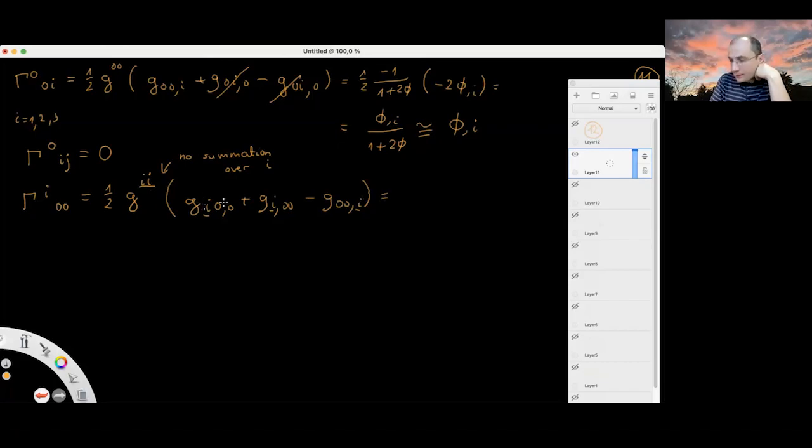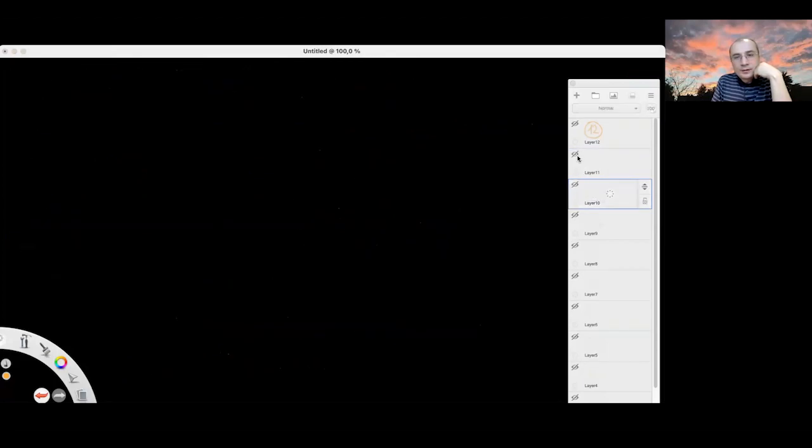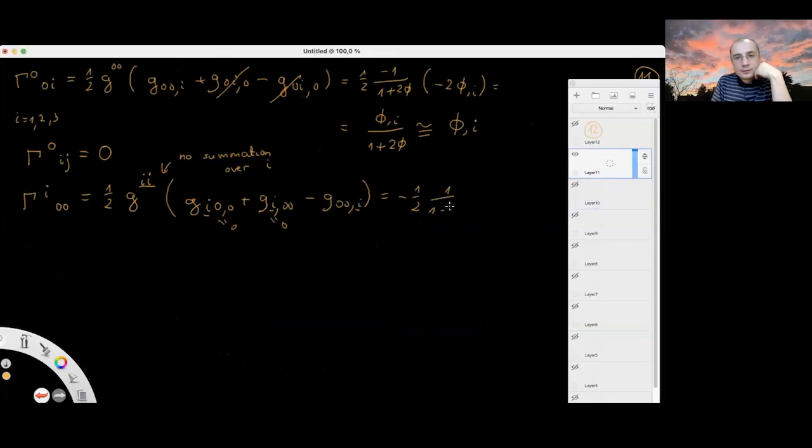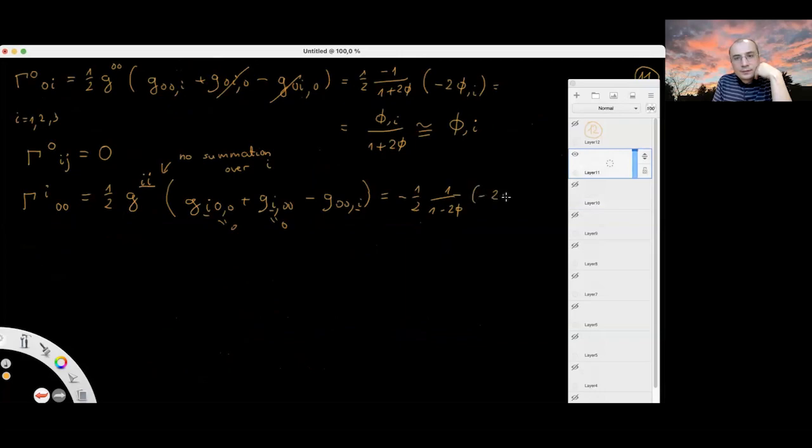And then this is equal to zero because the i0 components are zero. And we are left with minus one half g^ii, what's this? 1 over 1 minus 2 phi. And then we've got minus g_00,i here. And g_00,i is minus 2 phi_i. This is differentiation with respect to i. Okay, and we got phi_i divided by 1 minus 2 phi, which is phi_i plus quadratic terms in phi.